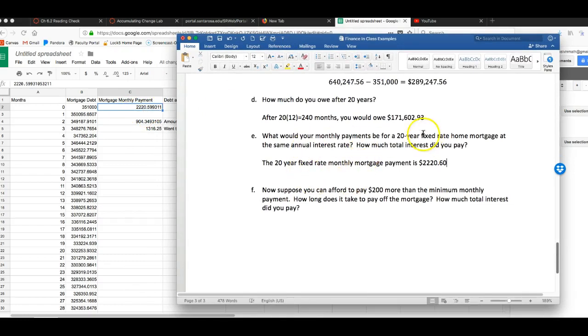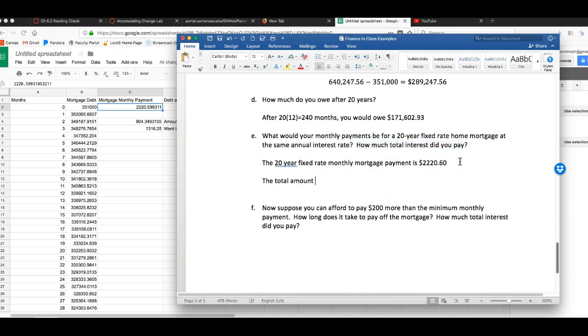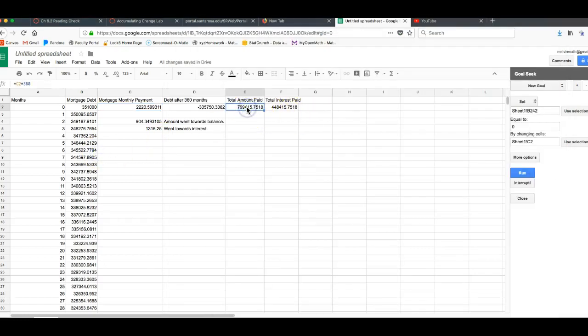All right, now you want to figure out how much total interest you paid on this loan. Let's first figure out the total amount paid. It's your $2,220.60 monthly mortgage payment, and then how many times did you pay it? Times 240, 20 years. So I want total amount paid. I'm going to go up here, delete that, and write equals monthly mortgage payment, but now times 240. So you paid $539,000 or so.